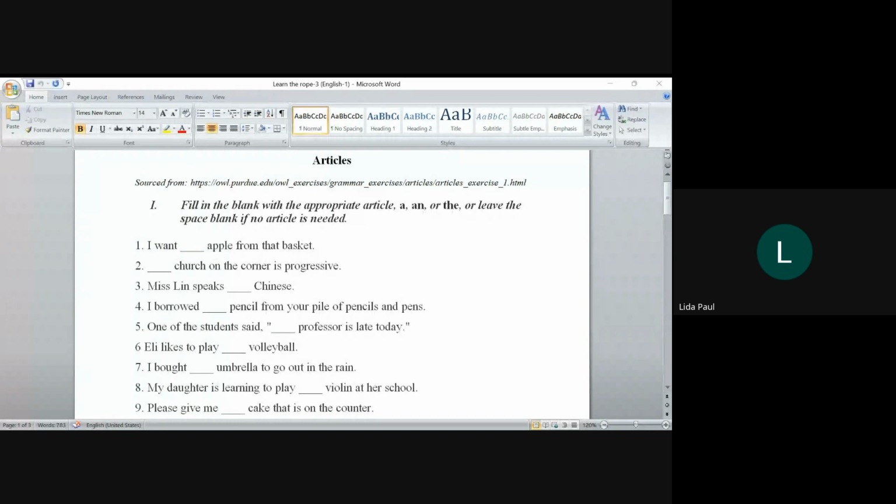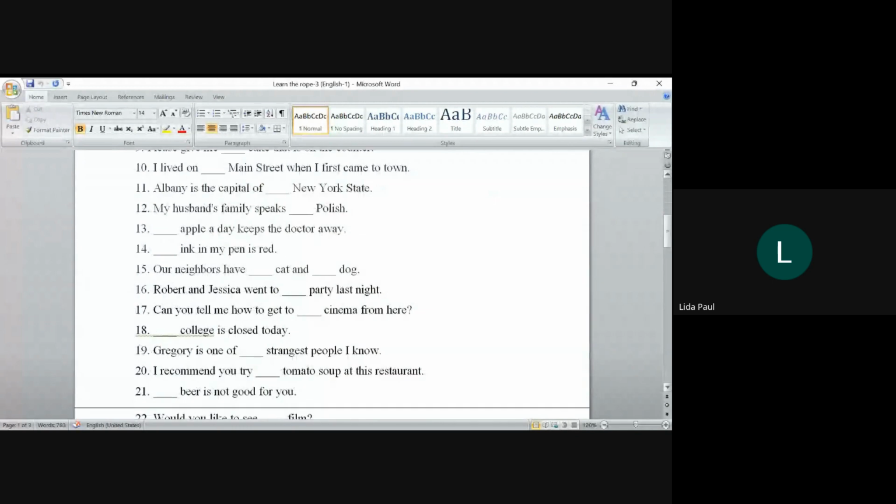Let me scroll this a little bit. We have already. Next one. I lived on dash. Can you see the screen properly? Is it visible to you? Yeah, ma'am. So for the previous question, we will be saying the cake on the counter. Yes, correct.